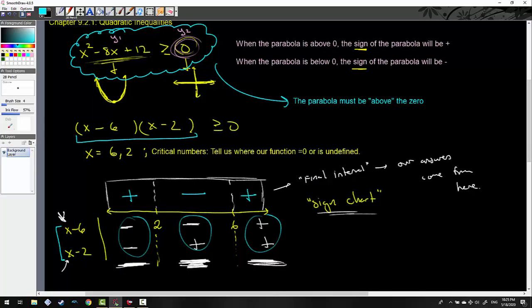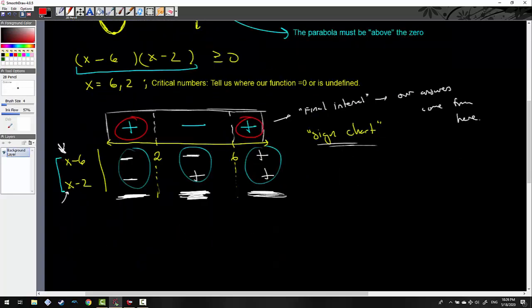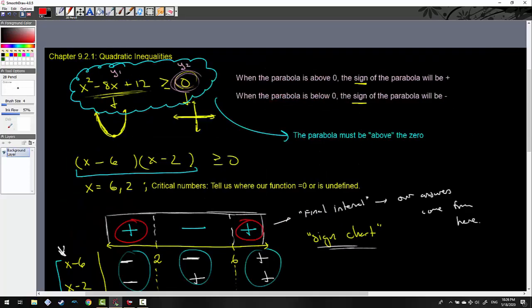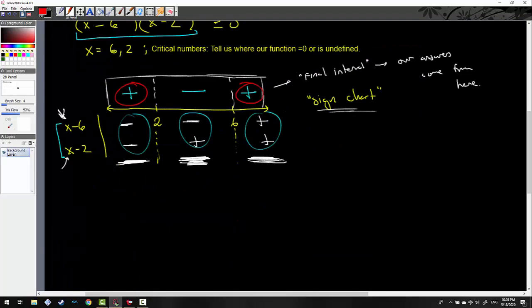And if anything is above 0, those values will always be positive values. Anything above 0 is always positive. So that's what I circle, and that's where my answer is. But I'm not done yet. I'm going to write my answer in set notation. So what I say then is this statement here is true: the parabola must be above 0 as long as x is less than 2 or x is greater than 6.